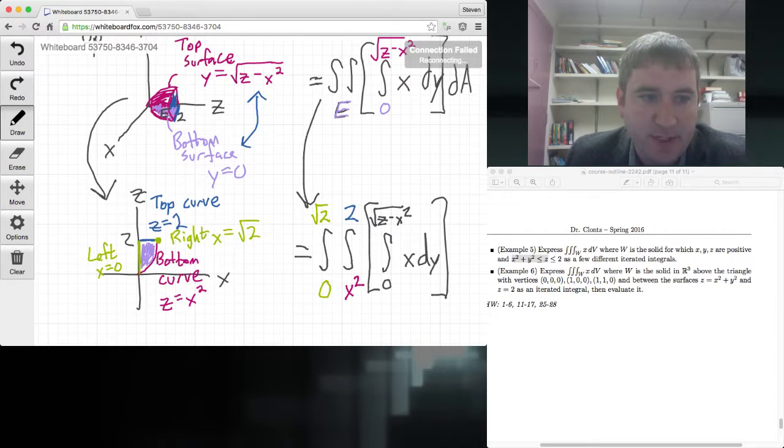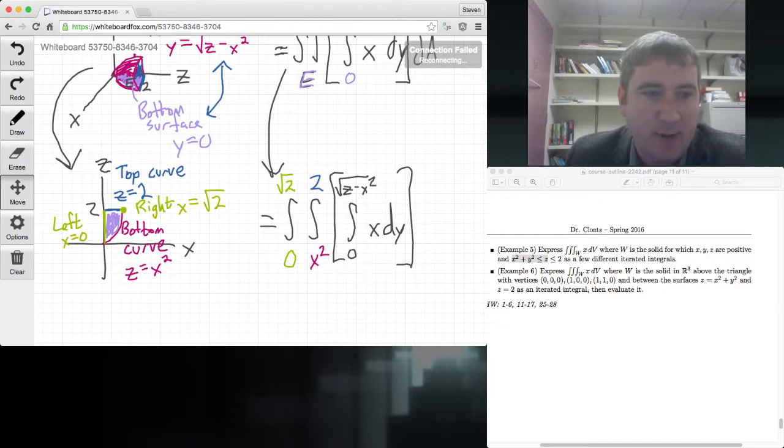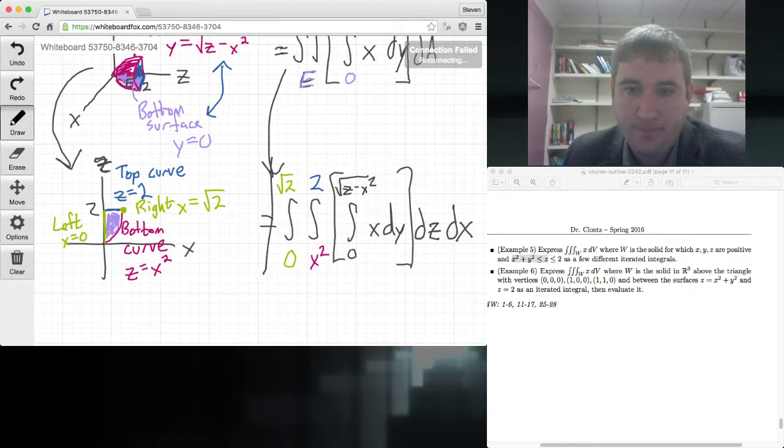Now to finish this up, I did top curve, bottom curve, but z was acting like y, right? So since it's z is equal to 2 and z is equal to x squared, I'll put dz in the middle. Since it's x is 0, x is root 2, I'll put dx on the outside. And there is my answer.